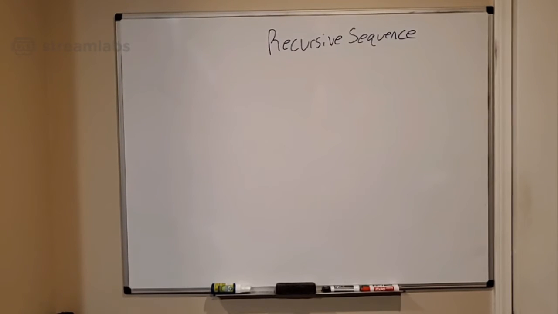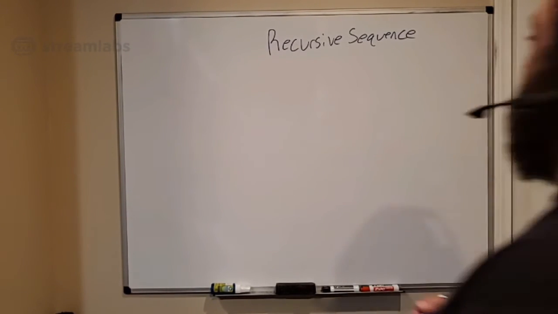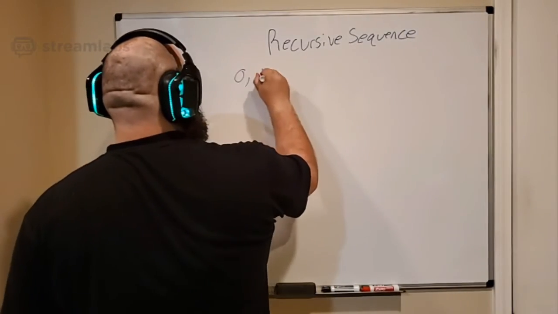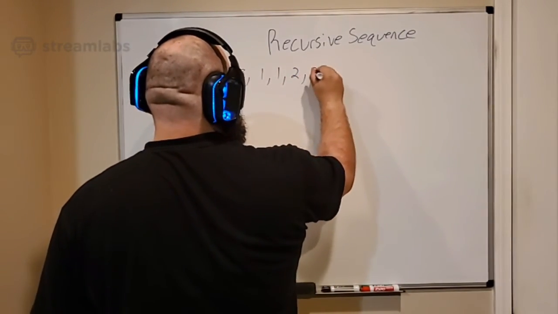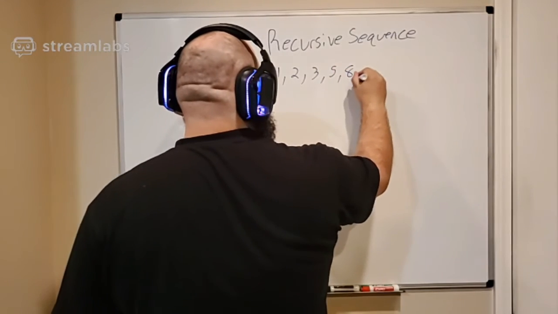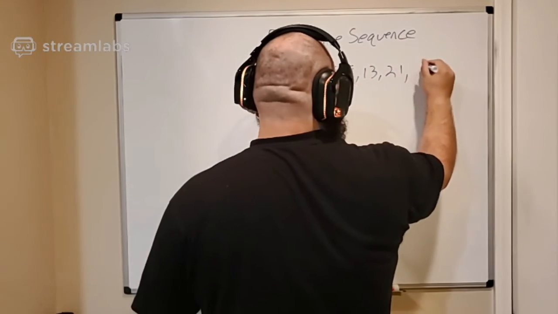So very good, that is correct. I'm going to hope you didn't Google that. Bonus point for you, sir. So the Fibonacci sequence, in case anybody does not know what it is, is 0, 1, 1, 2, 3, 5, 8, 13, 21, 34, dot, dot, dot. So that is the Fibonacci sequence.